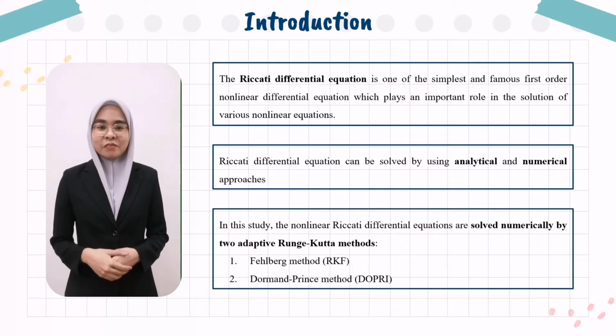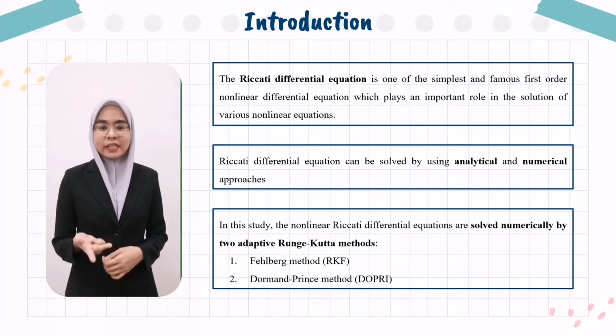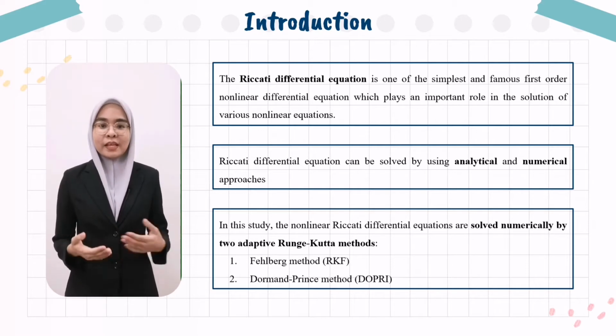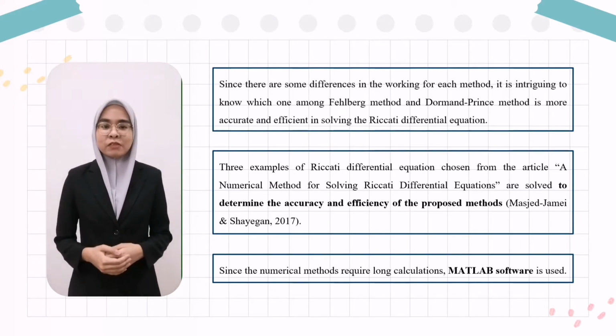Introduction. Riccati differential equation is one of the simplest and famous first-order nonlinear differential equations used in various fields of mathematics, physics, and engineering, and it can be solved analytically and numerically. In this study, Riccati differential equations are solved numerically by Fehlberg method and Dormand-Prince method. Since there are some differences in the working for each method, we want to find out which method is more accurate and efficient in solving Riccati differential equation.